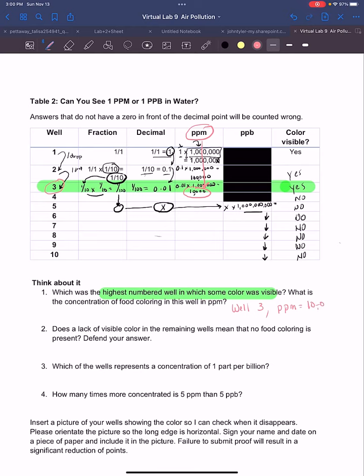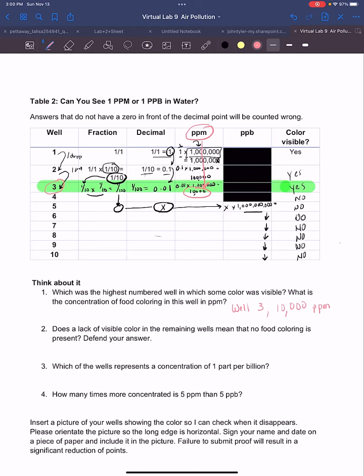If well 3 was the last well you saw color, you would write ppm equals 10,000. Or actually, that's not what you'd say. You would say 10,000 parts per million is what your concentration would be there. But you just read across and down.